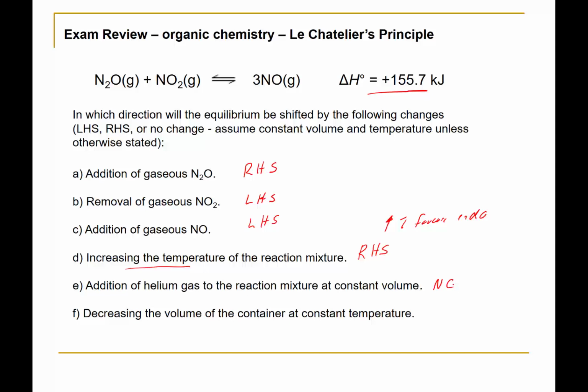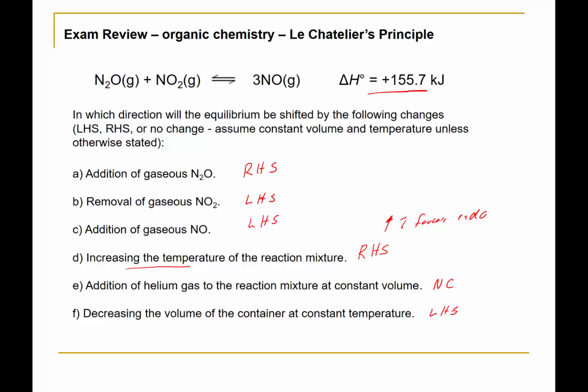Notice F says decrease in the volume of the container. So a decrease in the volume results in an increase in pressure. Le Chatelier's principle would tell us that essentially all the reactants and products are too concentrated with this decrease in volume. Therefore, the reaction will shift in the direction of fewer moles of gaseous particles. So in this case, the reaction will shift to the left-hand side, the side with fewer gaseous moles of particles.